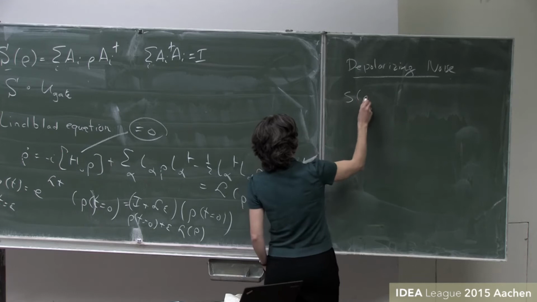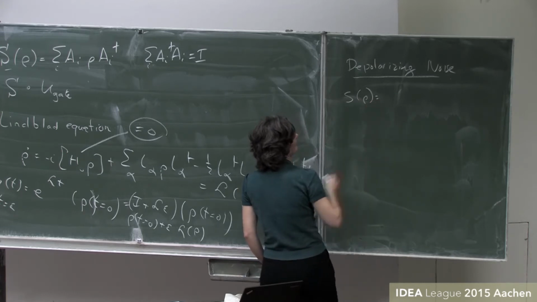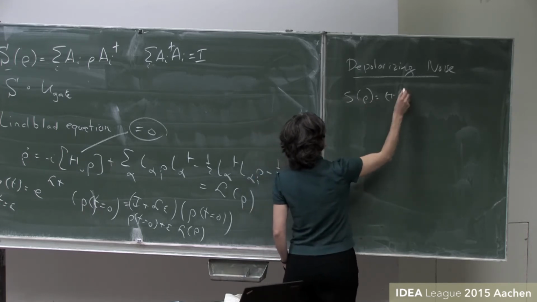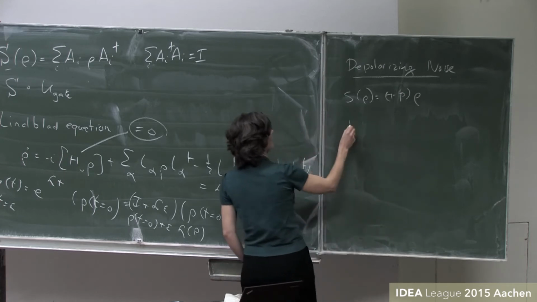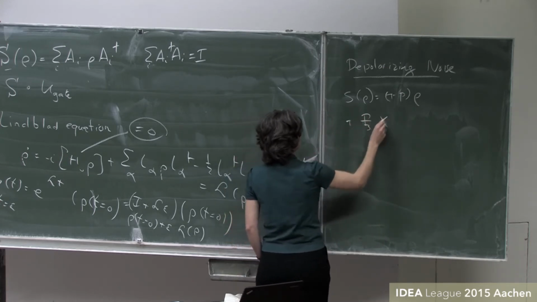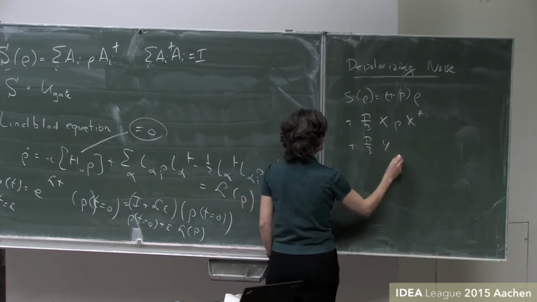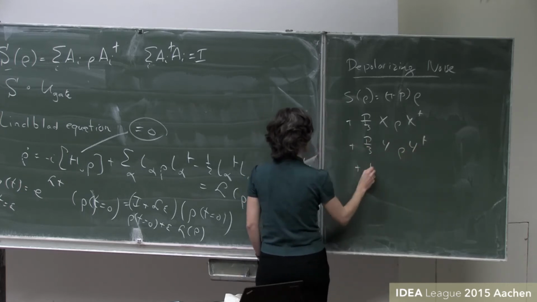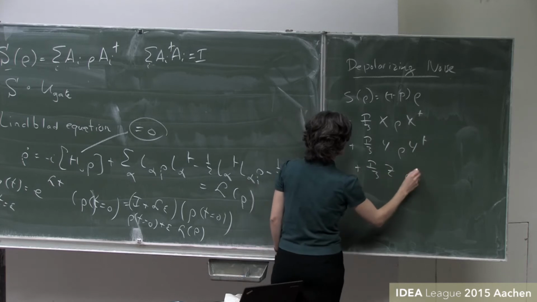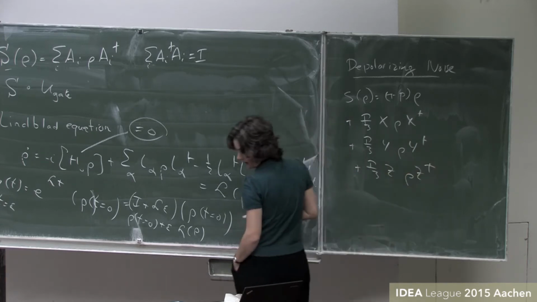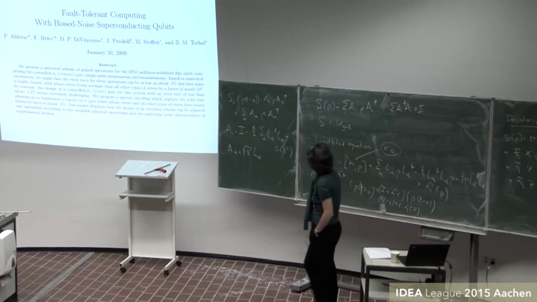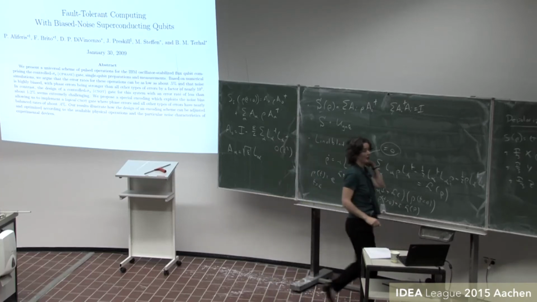So in such a case, with probability 1 minus p, I have no error. And with probability p over 3, I have, say, an x error. With probability p over 3, I have a y error. And with probability p over 3, I have a z error. And for the polarizing noise, of course, it's very clear what I call the error rate.